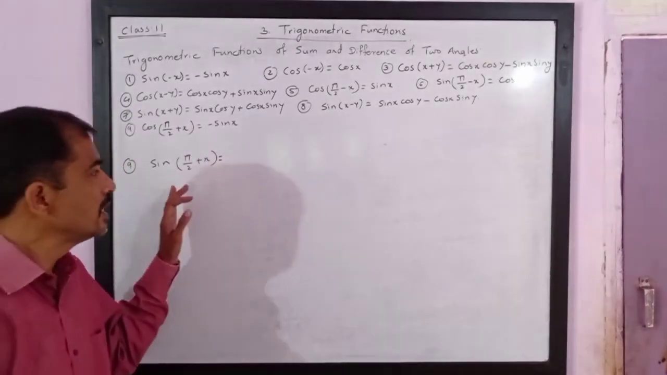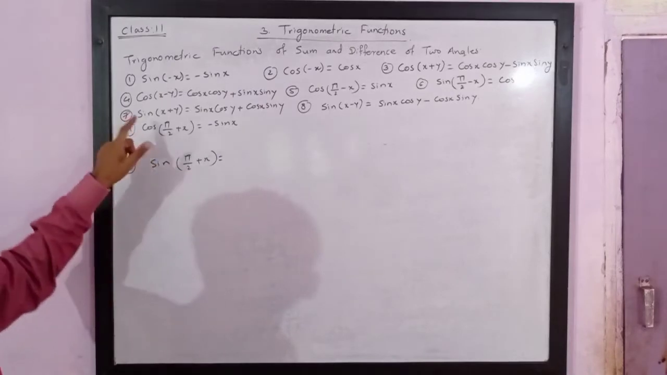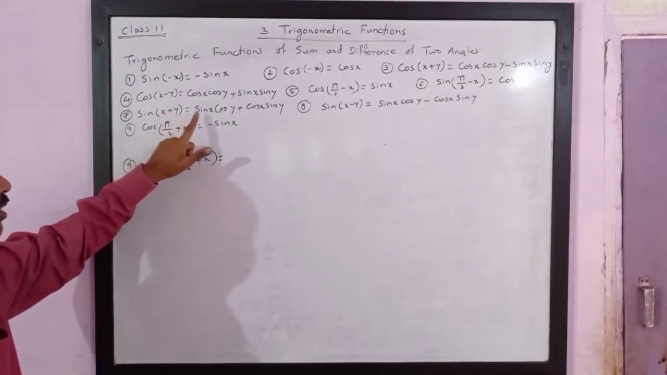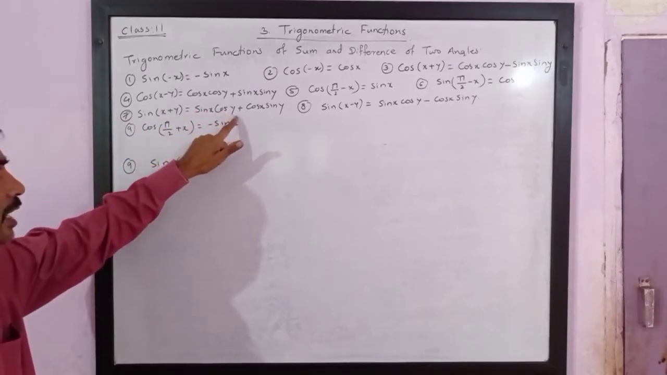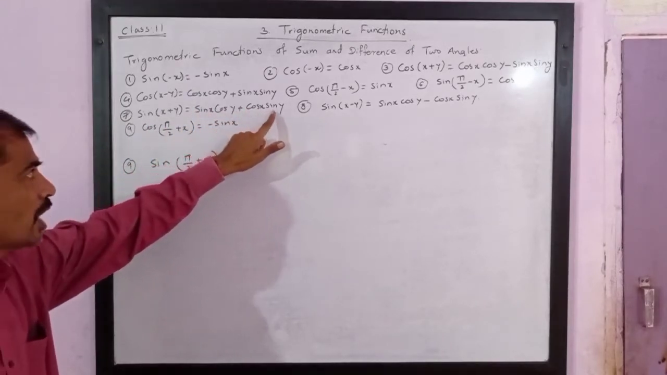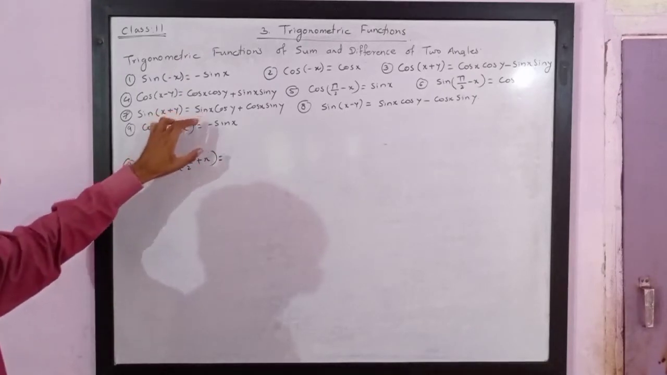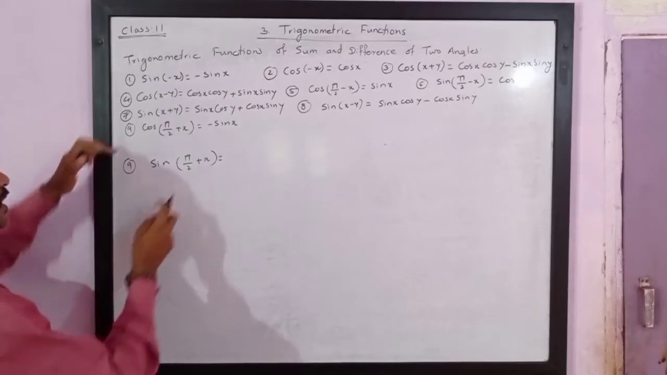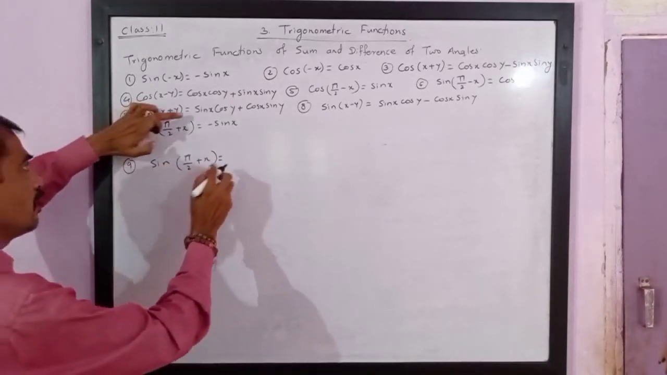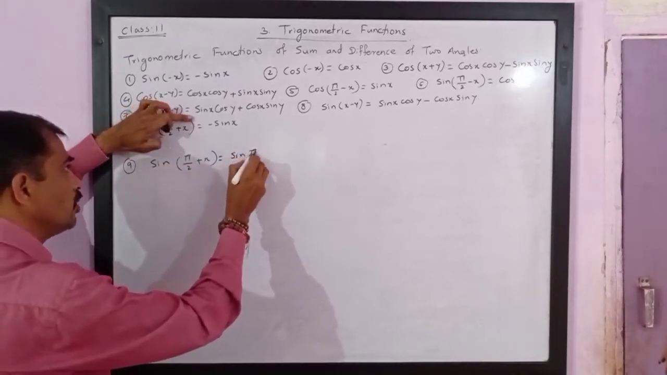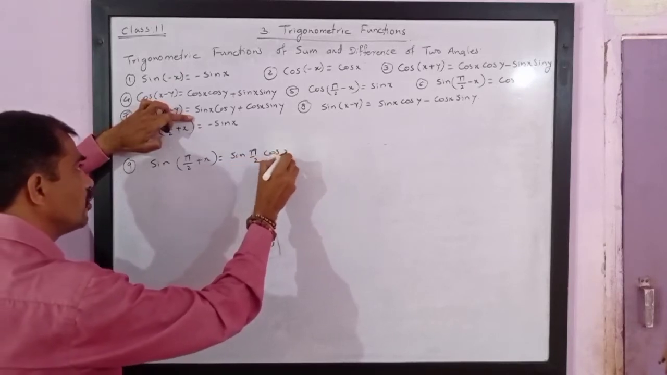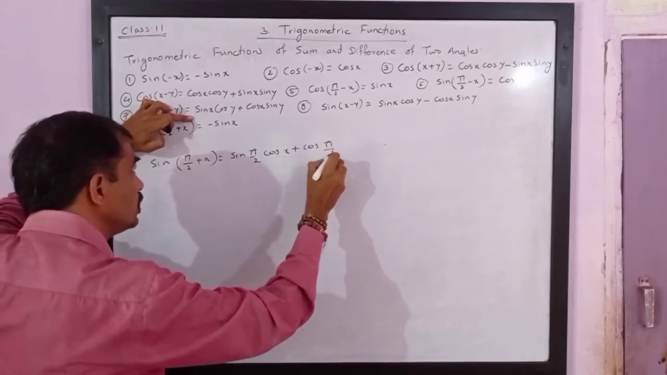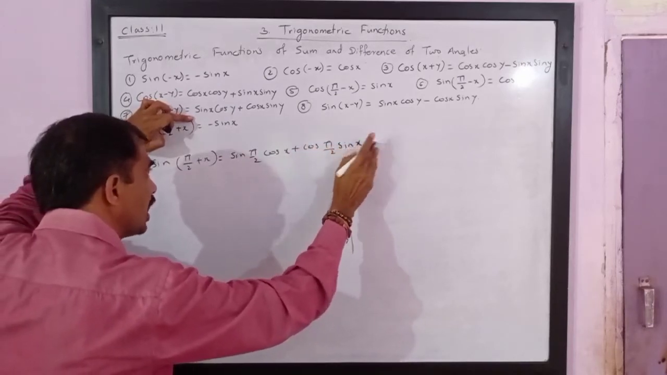Dear friends, next is sin of pi by 2 plus x. We have the identity sin of x plus y, that is sin of first angle plus second angle is equal to sin of first angle into cos of second angle plus cos of first angle into sin of second angle. So by using this identity, the 7th identity, we are going to find the identity for this. So we will get sin of pi by 2 plus x is equal to sin of pi by 2 into cos of second angle plus cos of pi by 2 into sin of second angle.